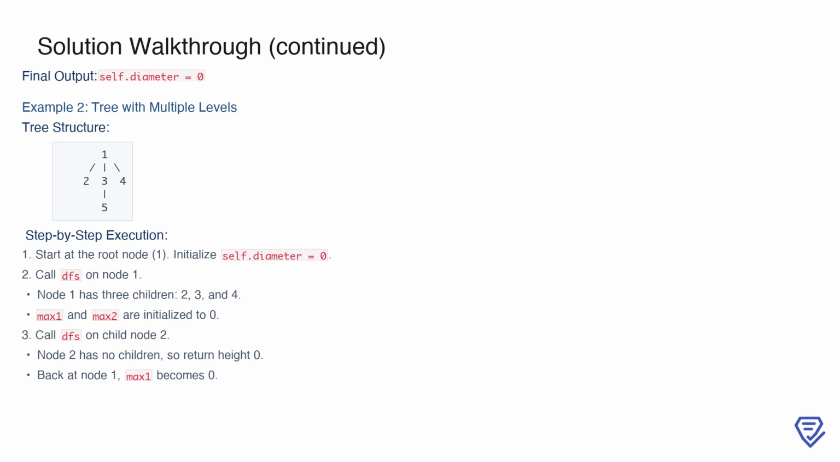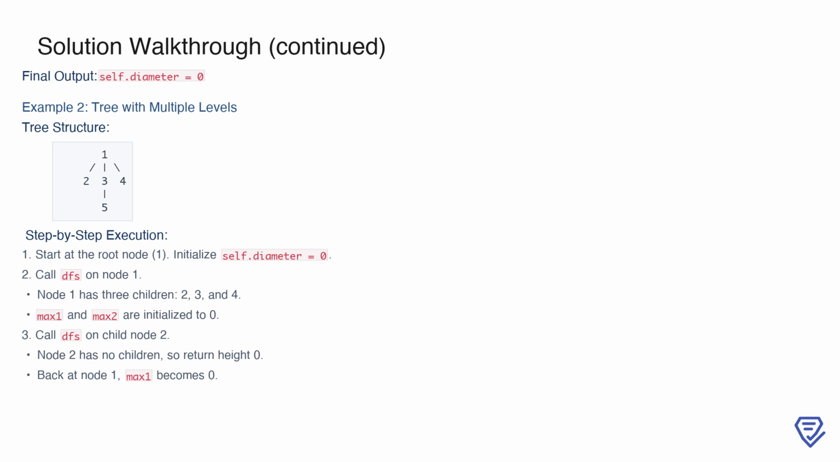Now, let's analyze a tree with multiple levels to understand how the diameter evolves with a more complex structure. In this tree, node 1 is the root, with 3 children, nodes 2, 3, and 4. Node 3 itself has a child, node 5. Starting at the root, the diameter is again initialized to 0. When we call DFS on node 1, we initialize max1 and max2 to 0 to track the two largest heights among its children. First, we explore child node 2.